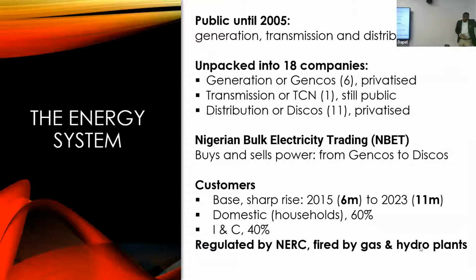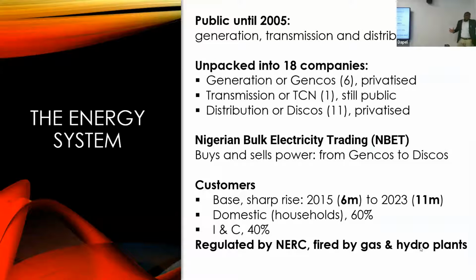Now, this is just to give you a summary of Nigeria's energy system. Until 2005, everything was run by the government: generation, transmission, and distribution across the value chain. And when democracy returned in 1999, a series of reforms were embarked upon by the government that came into power at the time. And that unbundled the energy system into 8 companies.